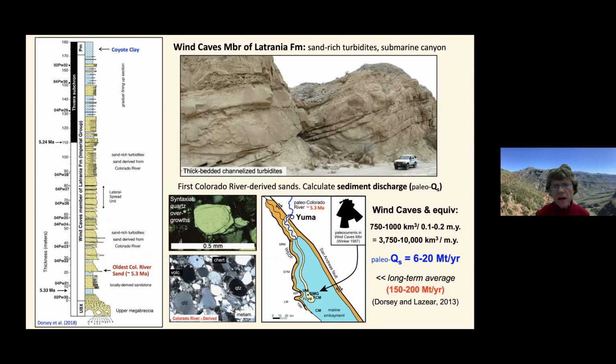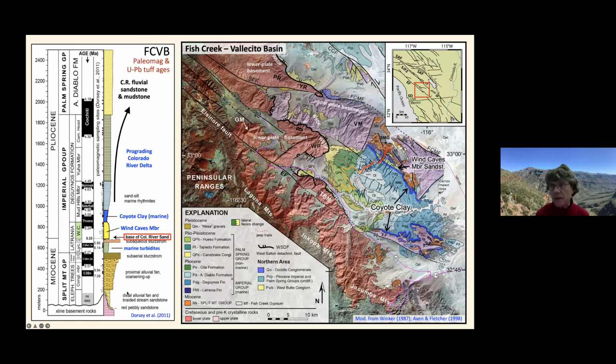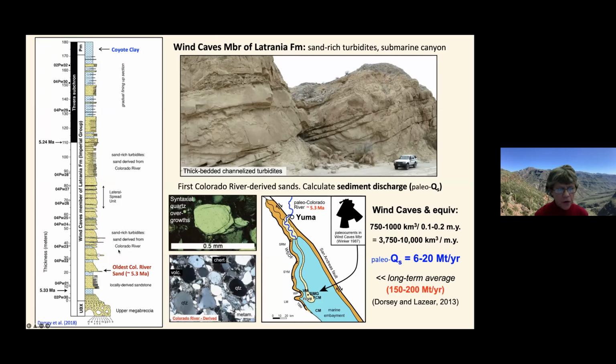And this is a thick-bedded sequence of channelized sand-rich turbidites that accumulated in a submarine canyon, and the earliest arrival of Colorado River sand is dated at about 5.3 million years old. And I forgot to mention in the previous slide that the age of these sediments is well constrained by paleomagnetic analysis, hung from the geomagnetic polarity timescale by uranium-lead zircon ages high in the section. So we can take that magnetostratigraphy and correlate it to some microfossil ages low in the section and have a lot of confidence about the age of these events. And so that's how we determine this age for the arrival of the Colorado River sand.